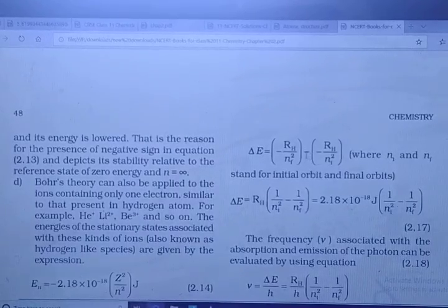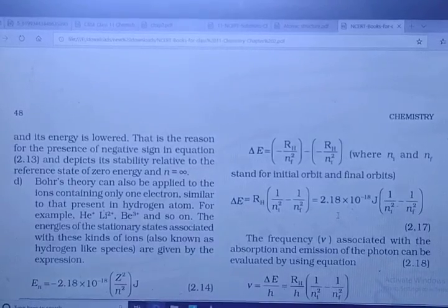So what will happen? Here minus minus will be plus. So we will take R_H by ni square and minus R_H by nf square. Taking R_H common, 1 upon ni square minus 1 upon nf square, where ni means initial and nf means final. After putting in the value of the Rydberg constant, it is 2.18 into 10 to the power minus 18 joule into 1 upon ni square minus 1 upon nf square.